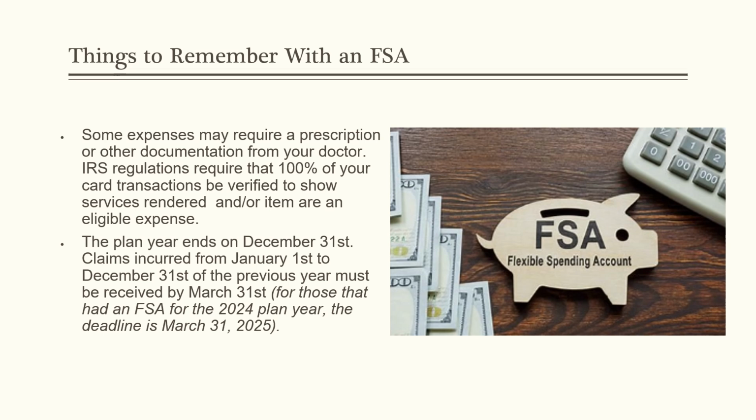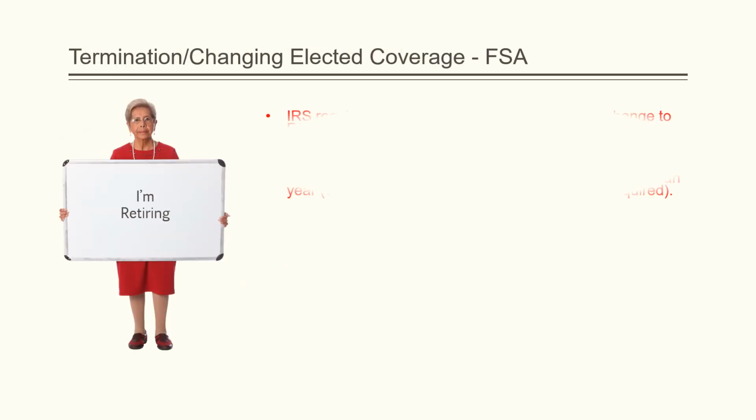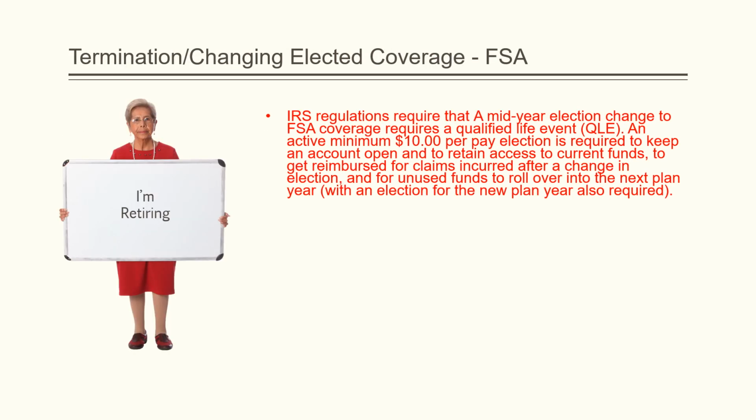Claims incurred from January 1st to December 31st of the previous year must be received by March 31st, only if you re-elect into the FSA for the upcoming plan year. It is important to remember that termination or changing elected coverage for the FSA can only be done if you experience a mid-year qualified life event, which we call a QLE. An active minimum $10 per pay election is required to keep your account open.